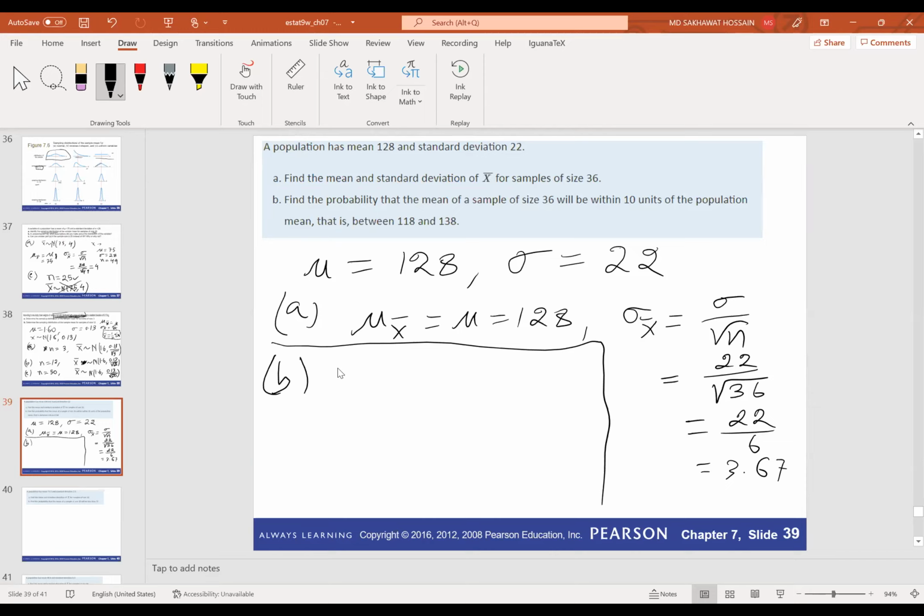In part B, find the probability that the mean of a sample of size 36 will be within 10 units of the population mean, that is between 118 and 138. So we have to find the probability that the mean of a sample of size 36, that means X bar, is within 10 units of the population mean. The population mean is 128, so it will be 118 and 138. So we have to find this probability in part B. Okay, so how can we find this probability?